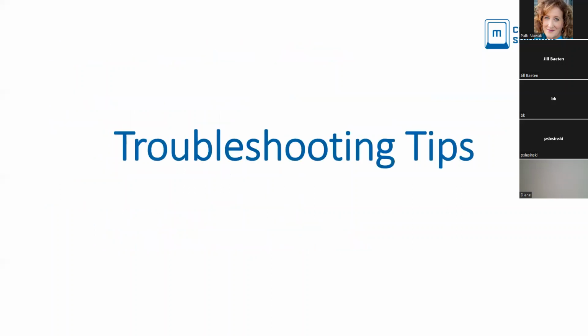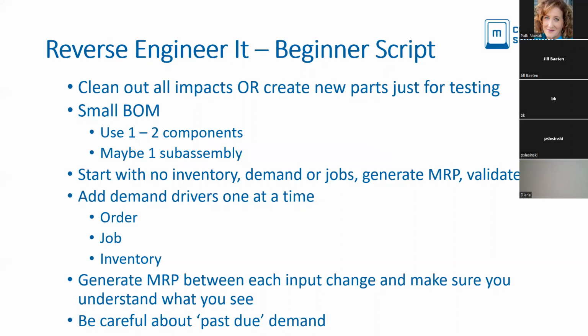Let's talk about troubleshooting for a few minutes. When you're starting out, I always suggest you use a simple part. Sometimes you even create a brand new one. Use big quantities and push that demand out in the future. Don't let your demands all pile up in the past due when you start, because it's really hard to see then. Sometimes it's easiest just to create a brand new fake part and test, and then it'll be nice and clean. Diagnosing a part one number at a time is far easier than trying to get into something super complex.